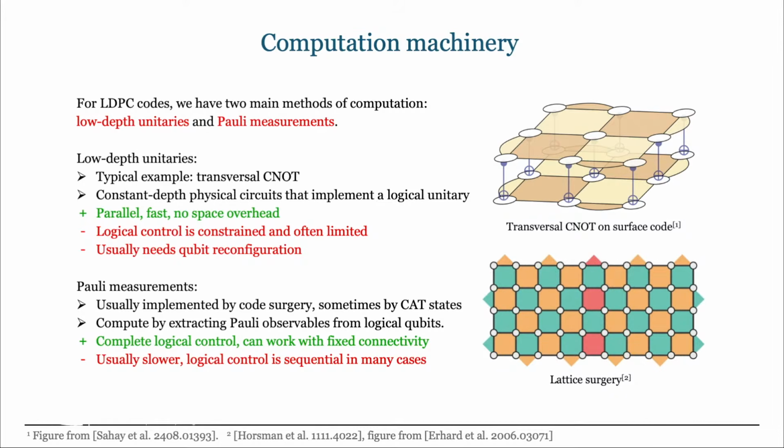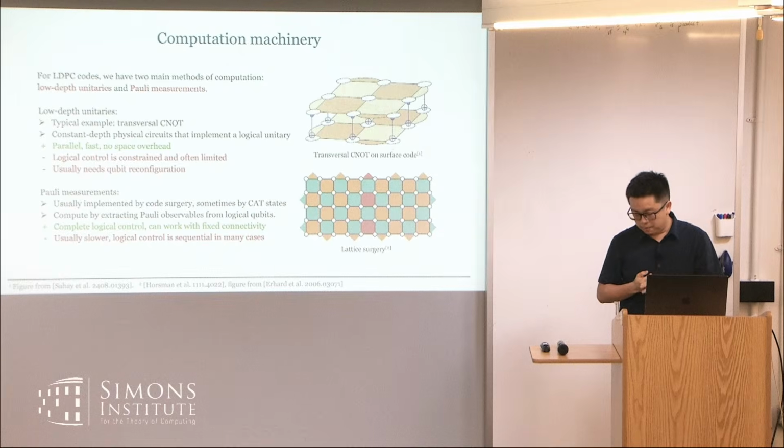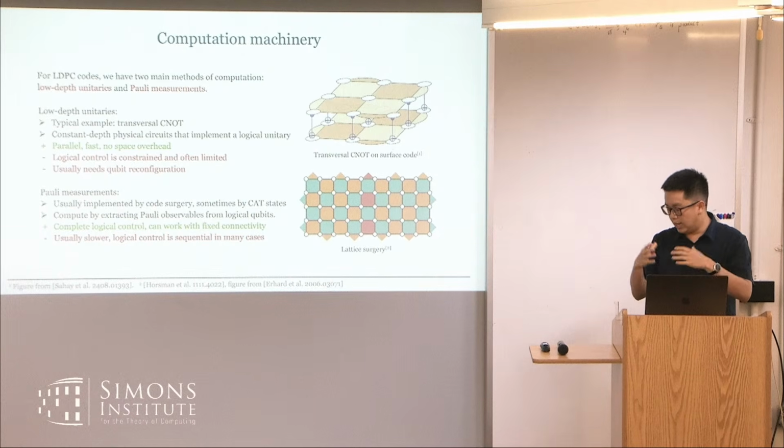When you say logical control, does that mean like the addressability of the qubits within the block, or also which specific gates? Both of that, and that's a very good question. So what do I mean by logical control? For instance, in an LDPC code, you have maybe 50 logical qubits encoded in like 500 qubits.